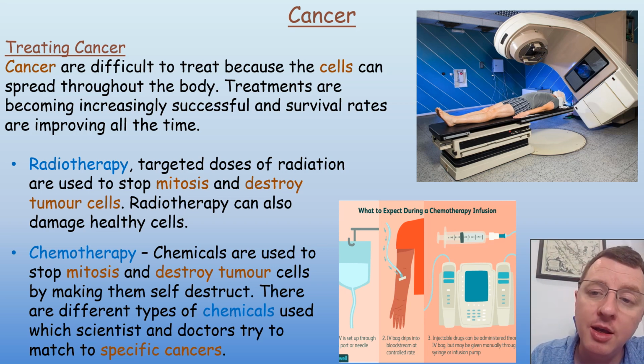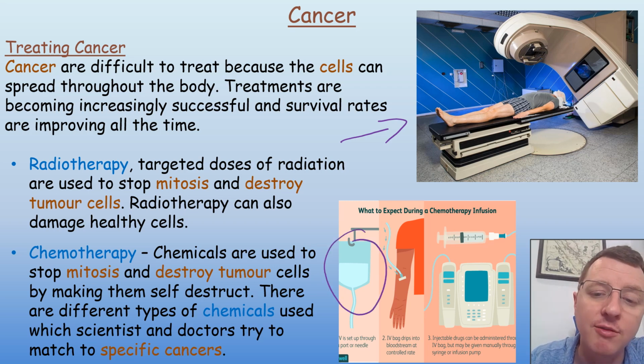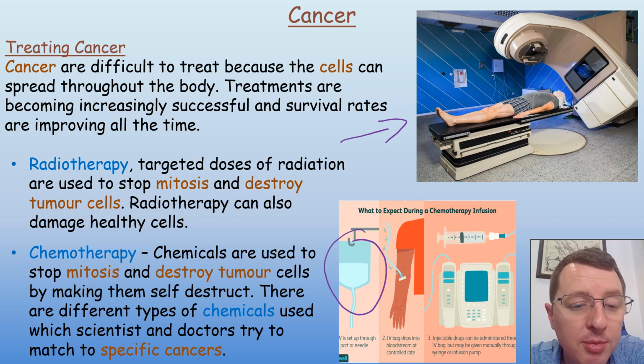This person here is undergoing something called radiotherapy, where targeted doses of radiation are used to stop mitosis and destroy the tumour cells. However, radiotherapy can also damage healthy cells. Another alternative treatment is chemotherapy, where chemicals are used to stop mitosis and destroy tumour cells by making them self-destruct. So you would be hooked up to an IV containing those chemicals. There are different types of chemicals used, which is why scientists and doctors will try and match the particular chemicals to the particular cancers that the patient may have.